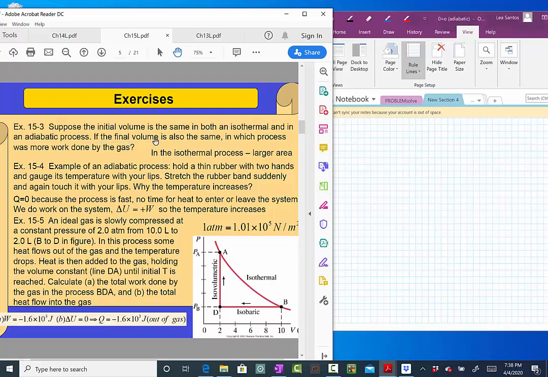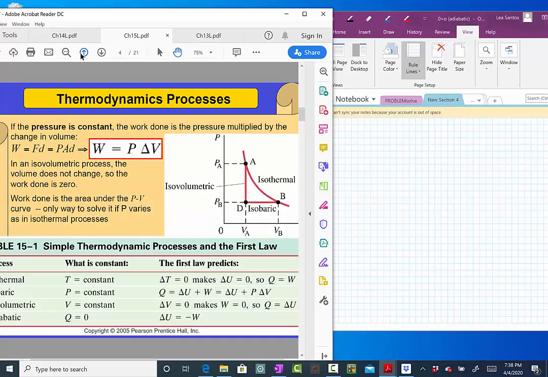If the final volume is also the same for both processes, in which process was more work done by the gas? Before we solve this problem, let me tell you about something that remained to tell you about when we obtained this equation.